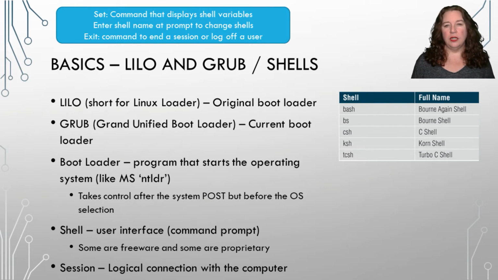We also, in a Linux machine, have a shell. Now, there are multiple freeware shells available. There are also some that are proprietary, meaning you have to pay for them, or there is some more licensing that goes along with that. Some are free, so you can use any one of the shells that you want. There's a couple of them listed on the side: the bash, the Bourne-again shell, the Bourne shell, the C shell, the Korn shell, the TCSH, or Turbo C shell. These are just a couple of different shells that you can use.